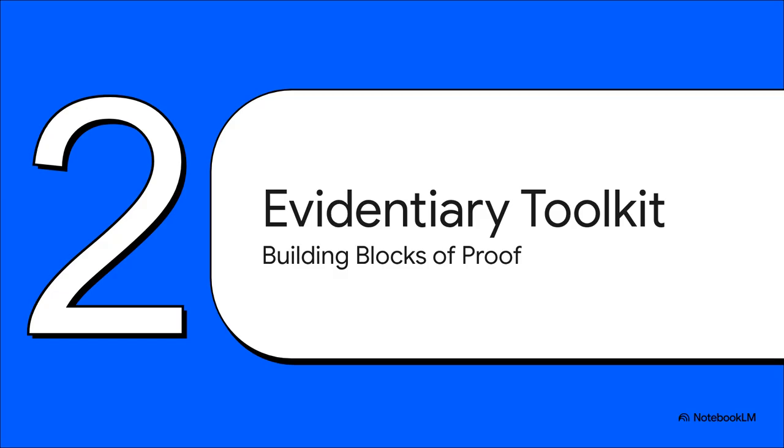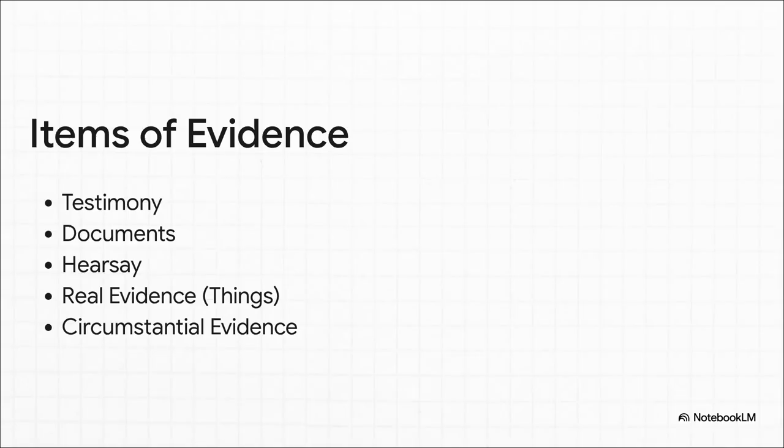All right, next section. Your evidentiary toolkit, the building blocks of proof. Okay, so you've found your North Star. You know what you need to prove. Now let's crack open the toolkit and see what you're going to use to actually prove it. So here we have the principal items of evidence. We're talking about five fundamental categories: testimony, documents, hearsay, real evidence, actual things, and circumstantial evidence.